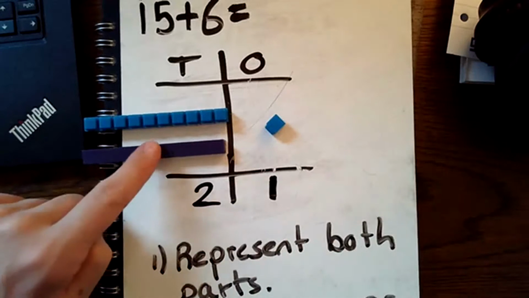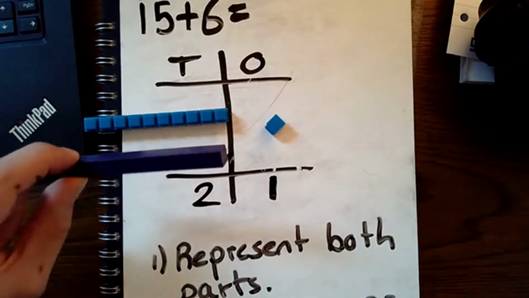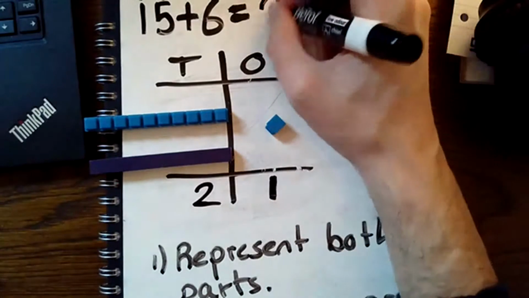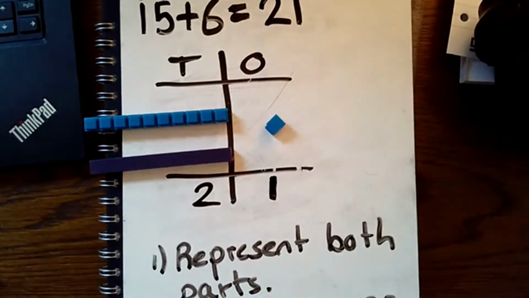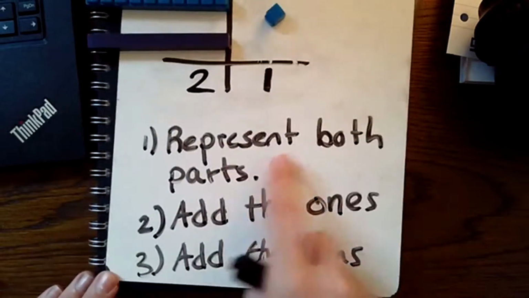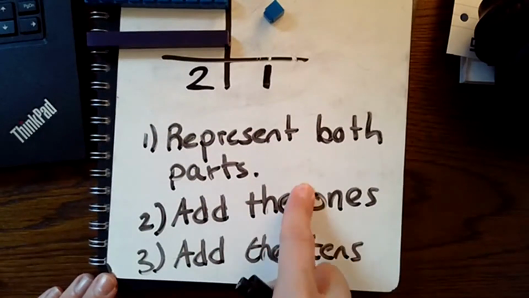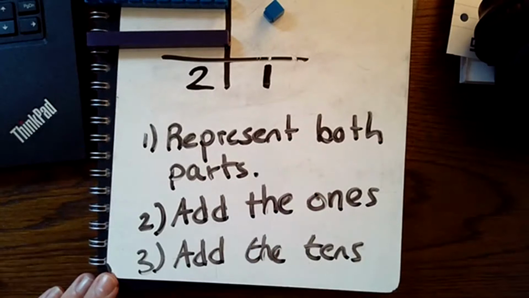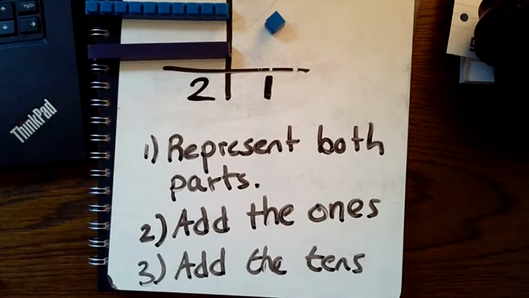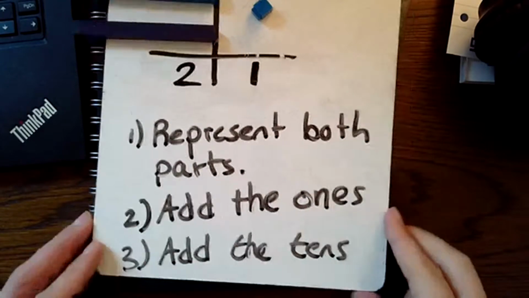And this is a special 1 10 because this was the regroup 10 ones. Okay. Therefore, 15 and 6, as we already knew, is 21. Okay. 21. So what did I do there? I represented both parts. I added the ones and then I added the 10s. But if I have more than 9 ones, I must regroup 10 ones to be 1 10.